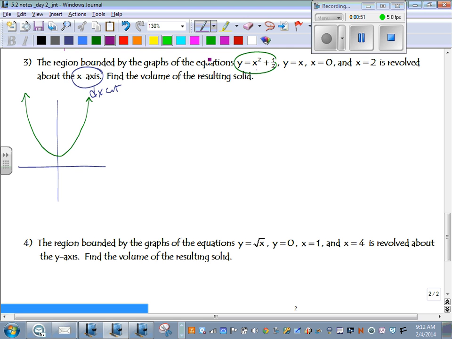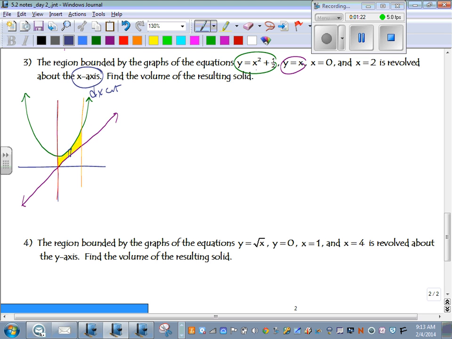The second one is just y equals x, the line, slope of 1, y-intercept 0. And then we're given x equals 0, which is just the y-axis, and x equals 2 right there. So the region we're left with is right in between those graphs. And we know it's going to be a dx cut going around the x-axis.